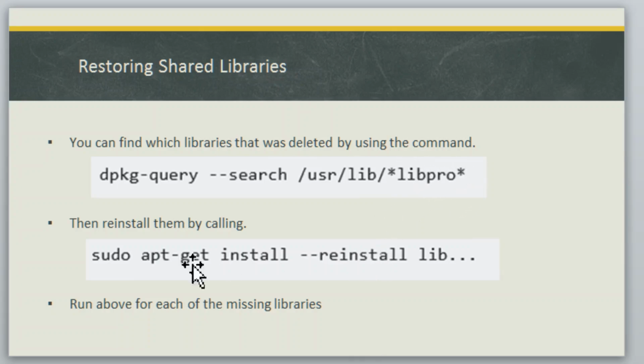We could then reinstall them by calling sudo apt-get install --reinstall, and then whatever libraries we found were missing here. So we would have to run this command for each of the missing libraries.